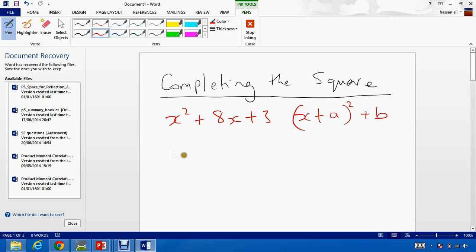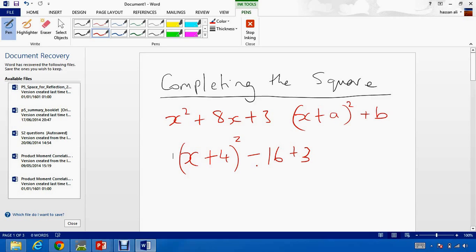Now the way we do this is that if we get this x down here, and then you divide this coefficient, this number here, by 2, so that would be 4. Square all of that, take away this number here squared, and add your 3.